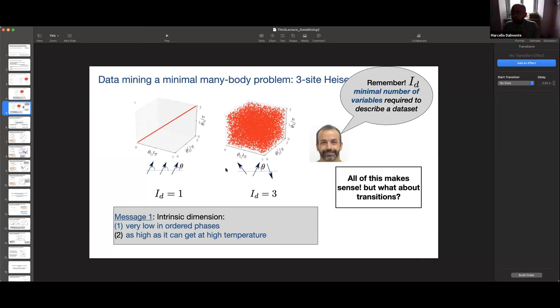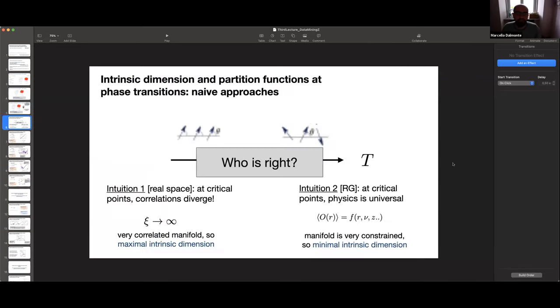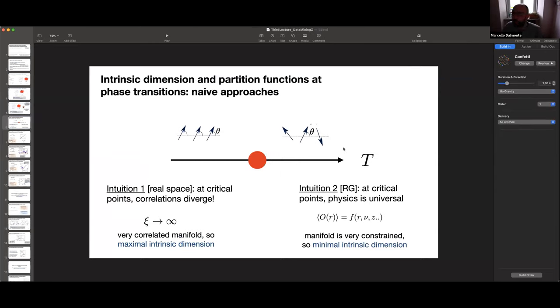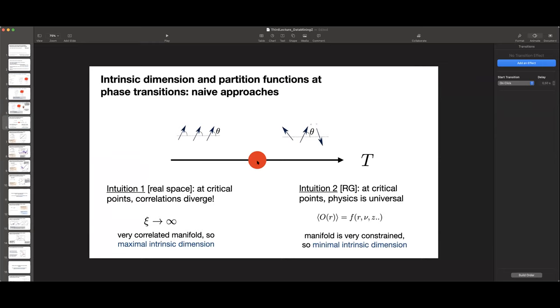The question is, what about transitions? At transitions, here I have to put the animation on my own. Imagine that now we want to draw a kind of phase diagram, and we have temperature as our x-axis. On the left we have our ferromagnetic state, intrinsic dimension one, and on the right we have this essentially high temperature paramagnetic state. Now, what happens at criticality?